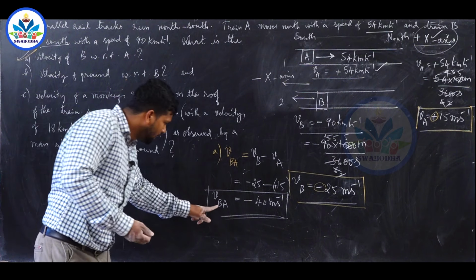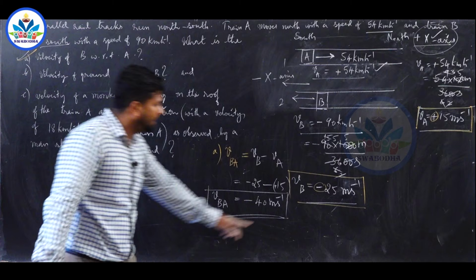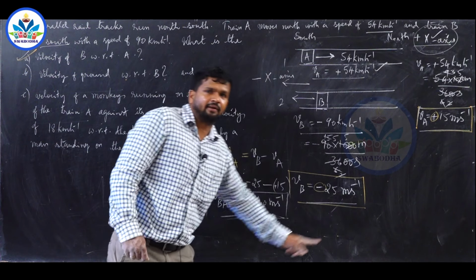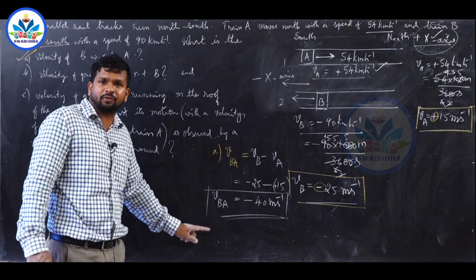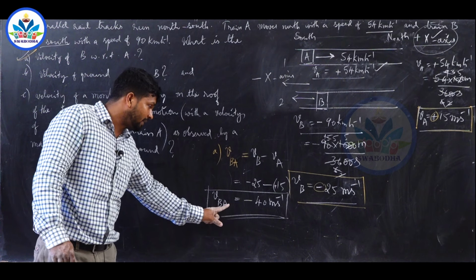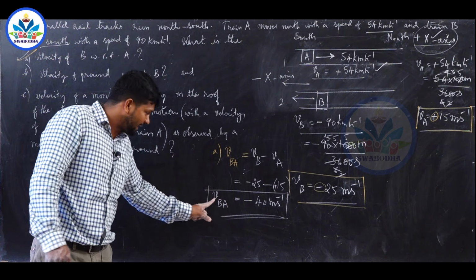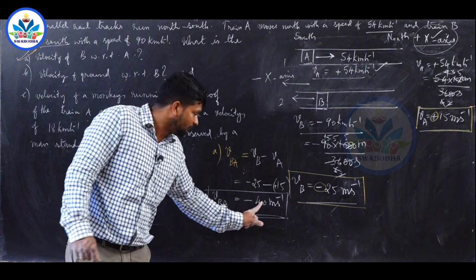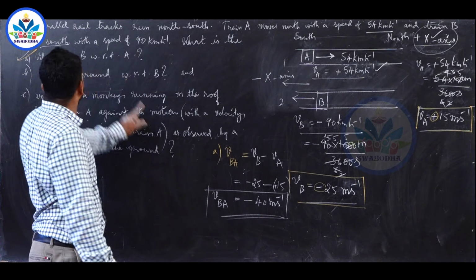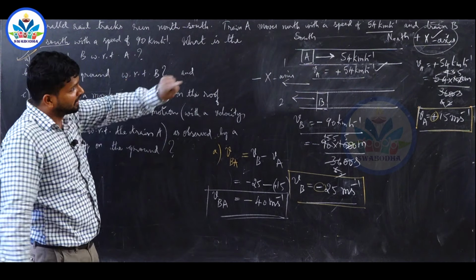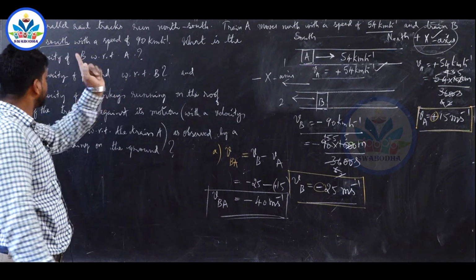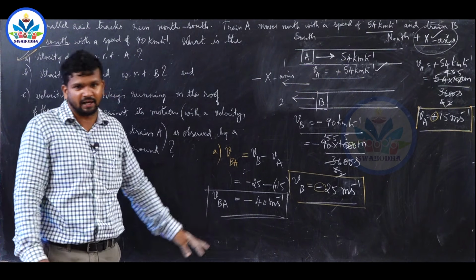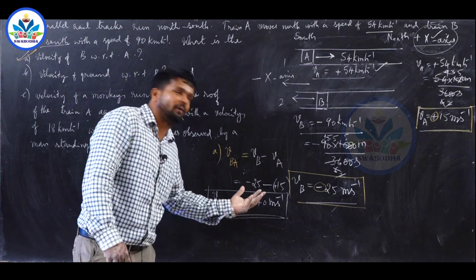See, even though train B moves with 25 meter per second, since they are traveling in the opposite direction, for an observer A, the train B appears to move with 40 meter per second in the direction from north to south, in the negative x direction, meaning they are traveling in the opposite direction. This is all about relative velocity.